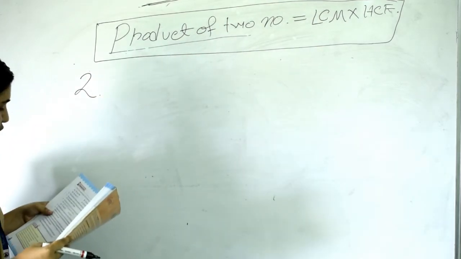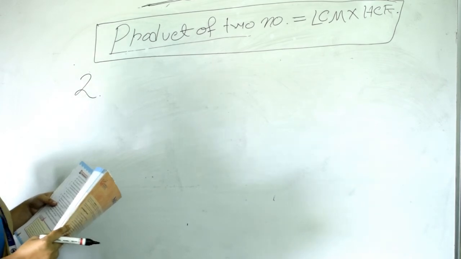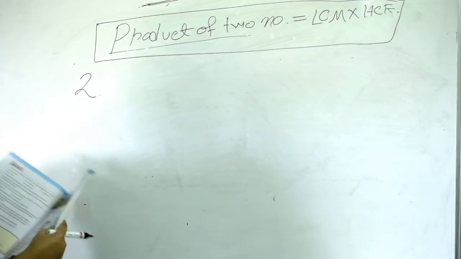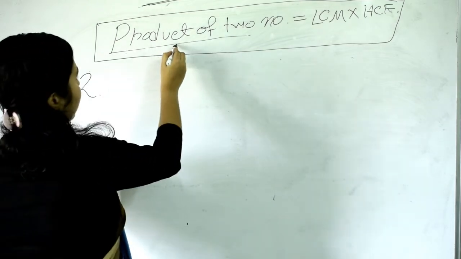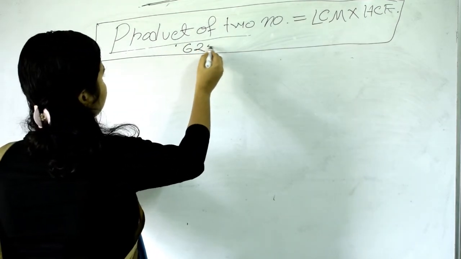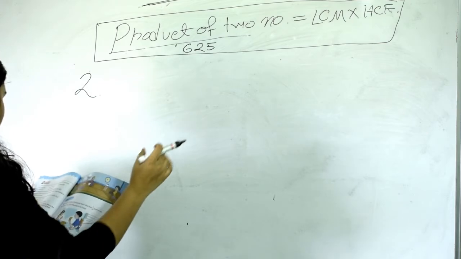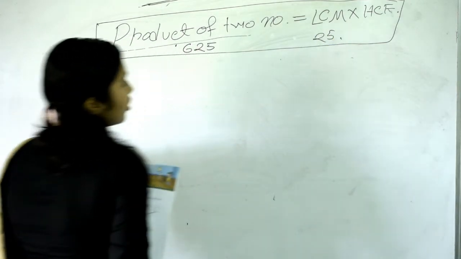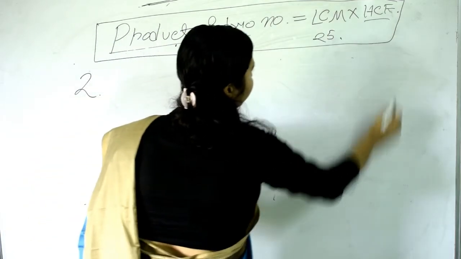The product of two numbers is 625 and the LCM is 25. Find the HCF. That means the product of two numbers is given, which is 625, and also the LCM is given, which is 25. We have to find the HCF of the two numbers.